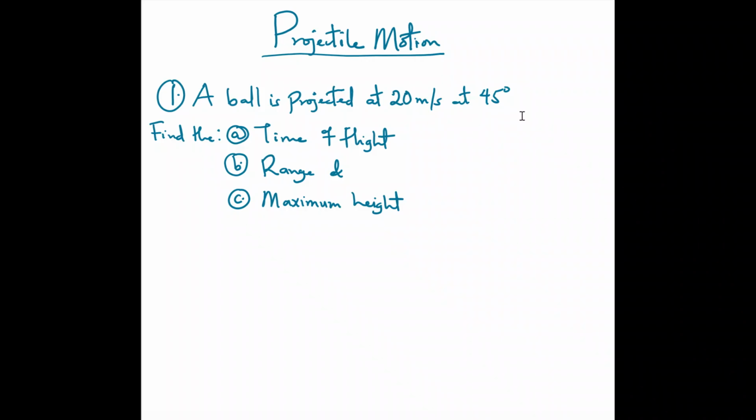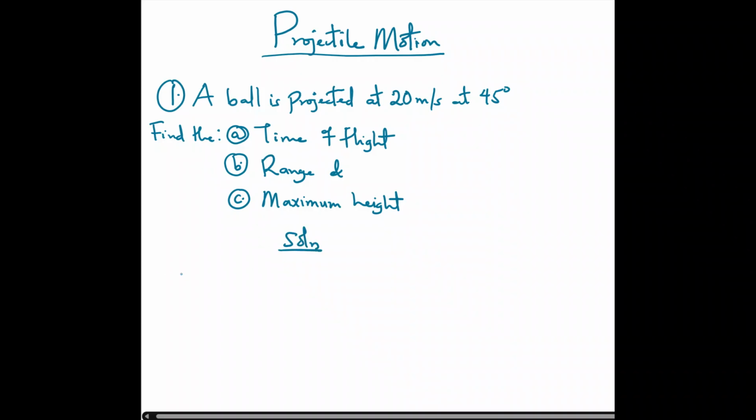In this video I'm going to be solving some questions on projectile motion. In the previous video I talked about different formulas to use when solving questions related to projectiles, and I'm just going to be doing some examples right now. The first example says a ball is projected at 20 meters per second at 45 degrees. Find the time of flight, range, and maximum height.